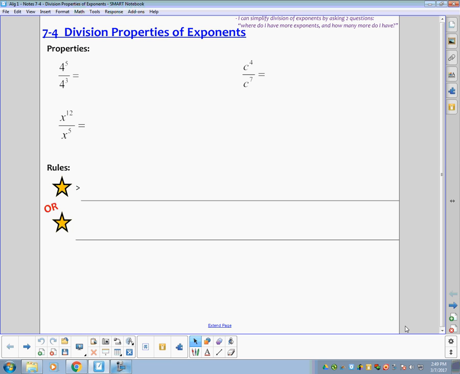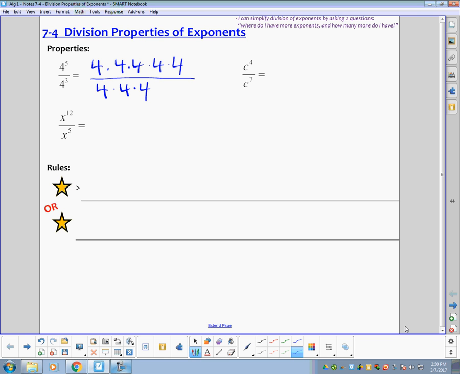All right, here we go. Do this with me. 4 to the 5th means 4 times 4 times 4 times 4 times 4. Yes, but only a few times on this one. 4 to the 3rd means 4 times 4 times 4.